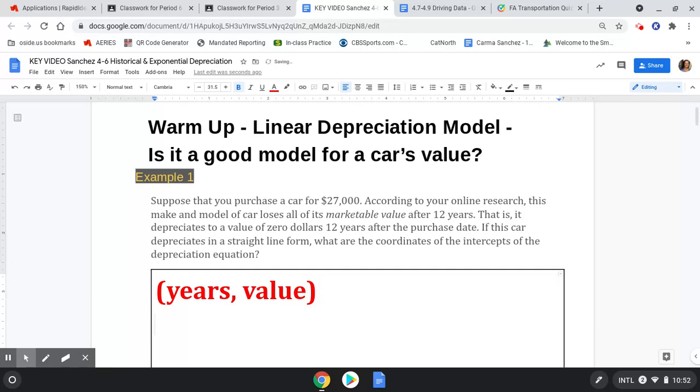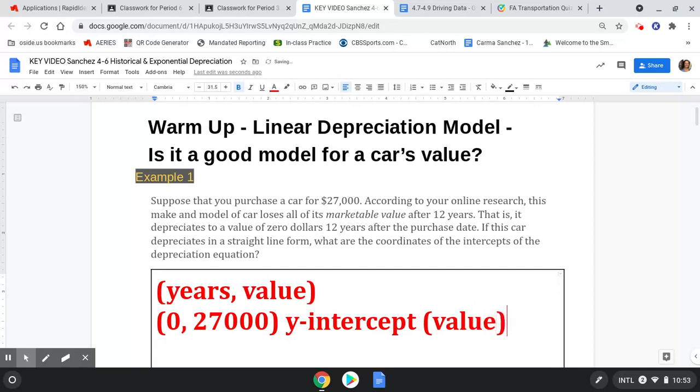So to do the intercept for the first one, we were told that at year 0, it was worth $27,000. So that's our first intercept, our y-intercept, or our value intercept. And then the second one says that after 12 years, the value of it is 0. That would be our x-intercept, or the year's intercept.